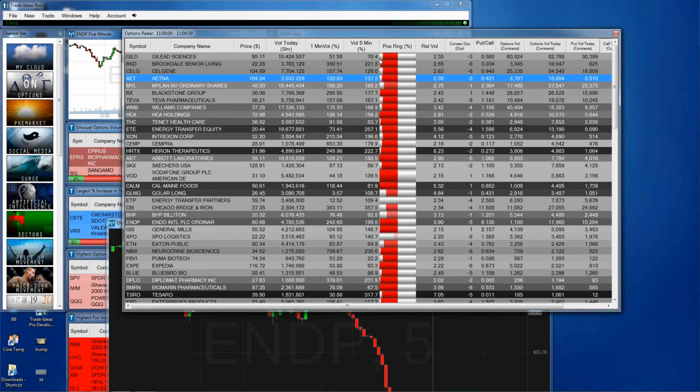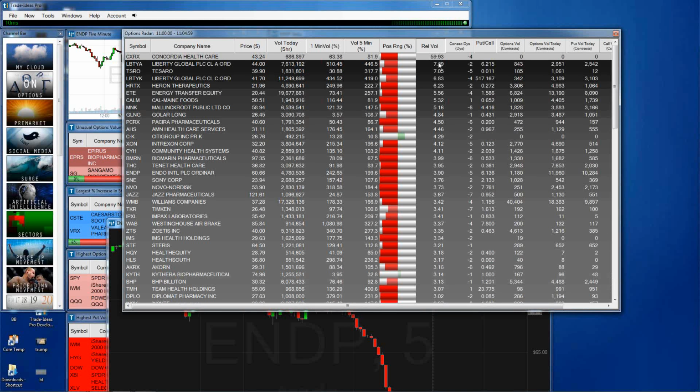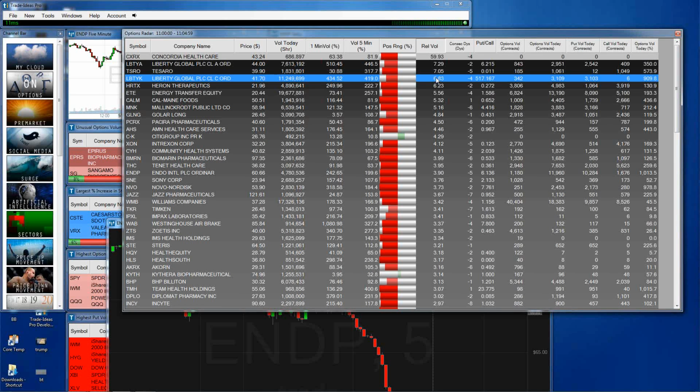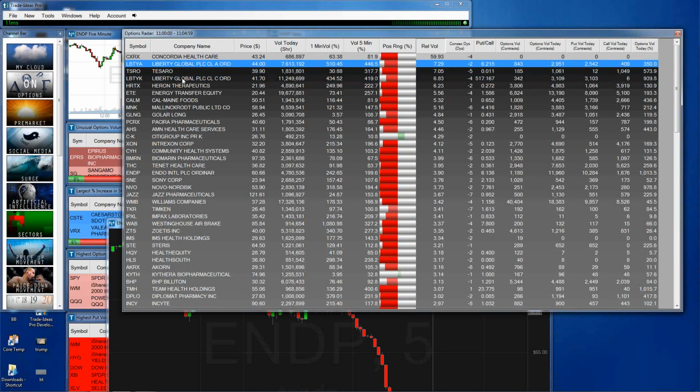All right, so let's just do one more comparison here between relative volume, and let's see if there were some correlations between relative volume and the amount of options traded that day. So here's one. Of course, these two guys were in play big time. Let's just exclude those for a minute and see if we can find something else interesting here. Okay, there's Endo. We've already covered that one.